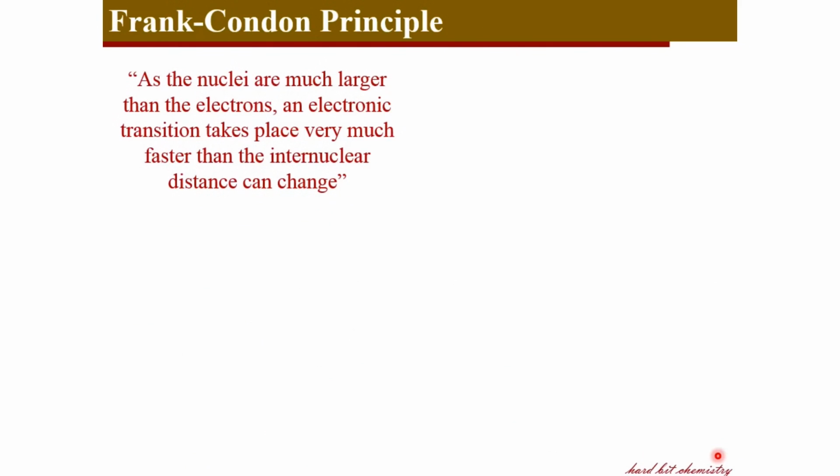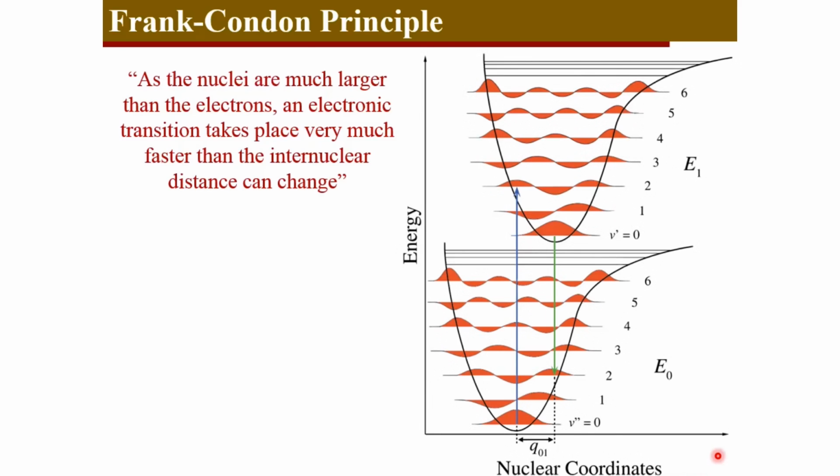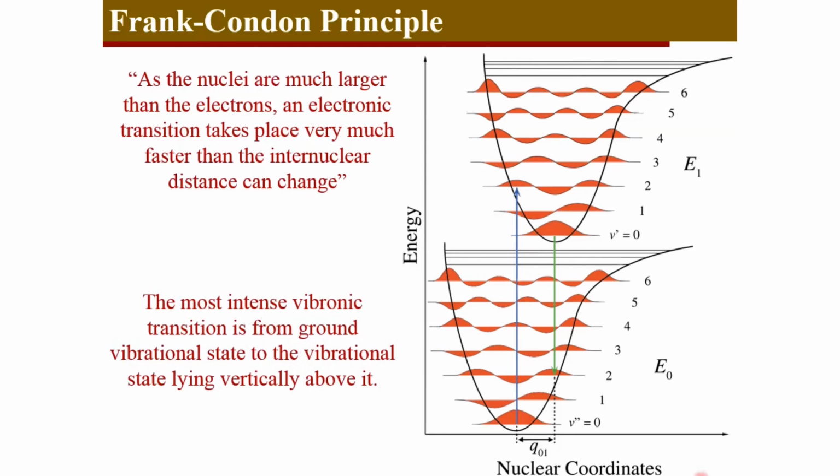Let's see what the principle is about. It says that the nuclei are much larger than electrons, we know that, and that's why electronic transitions take place very much faster than the internuclear distance can change. That means the equilibrium distance between the atoms in the molecule when it excites to the higher electronic energy level remains the same, and in order to preserve the distance the same, the molecule should now reach a higher vibrational energy level in the excited electronic energy level.